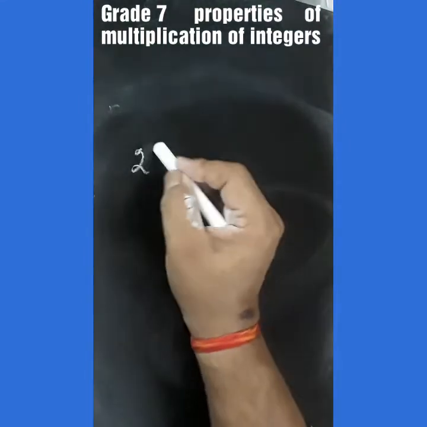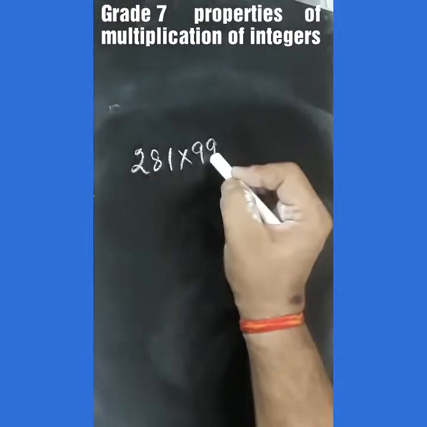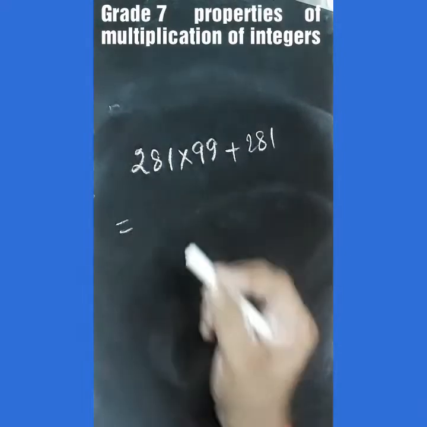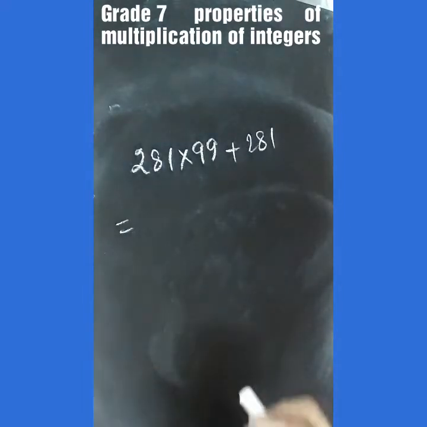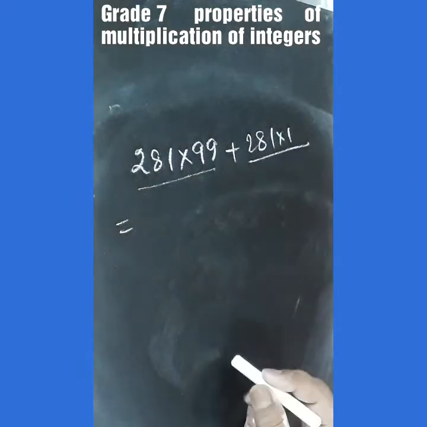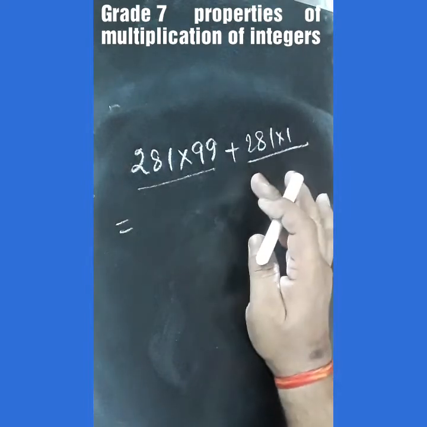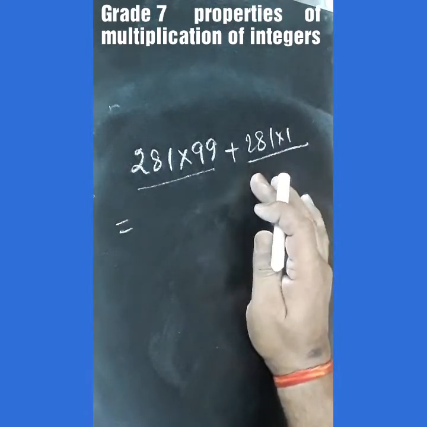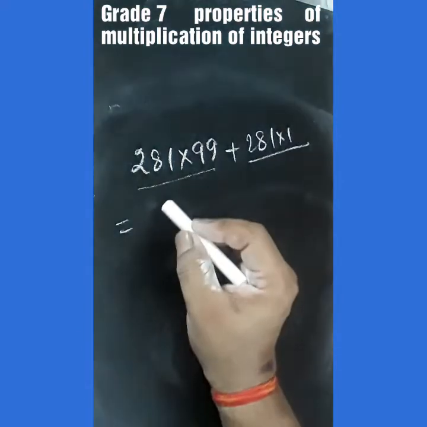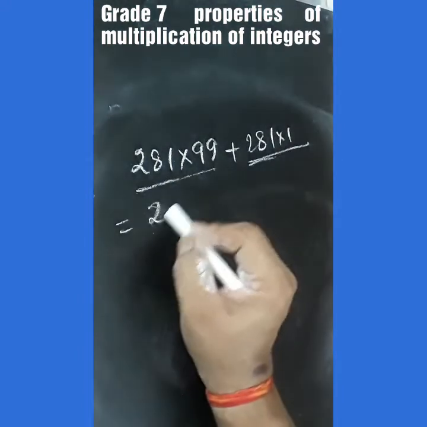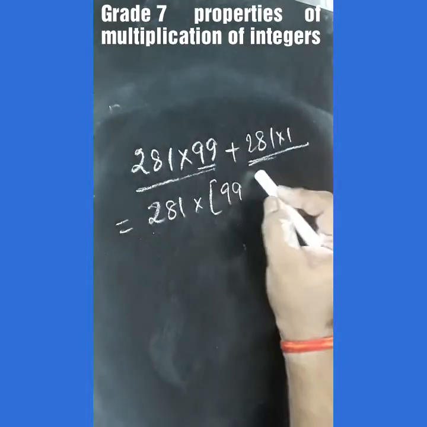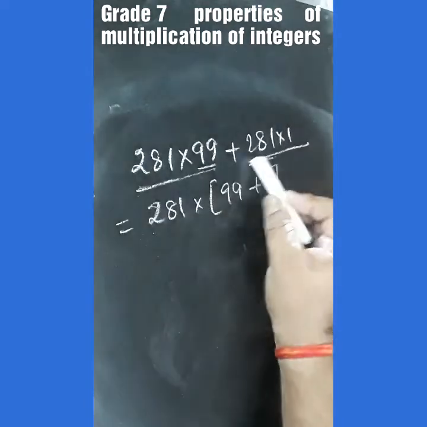Suppose we have 281 multiplied by 99 plus 281. We have to solve this using distributive property. Here we have 281 into 99. Here we have only 281. We can write this as 281 into 1. We are using the property of multiplication by 1, or multiplicative identity. If we multiply this by 1, we will get 281. Now we have 281 here also. Here we will take common 281 into, we will write 99 for this and 1, because we have taken 281 common.